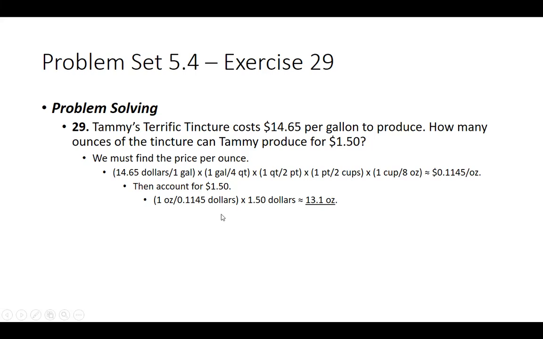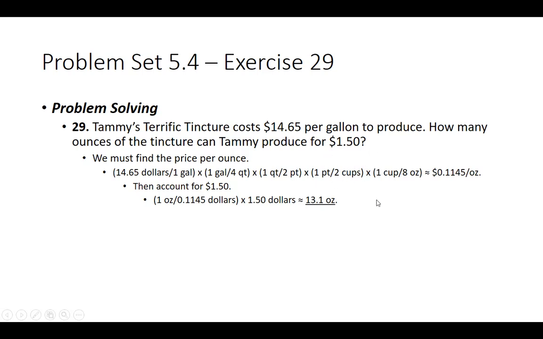$0.1145. Then when we multiply by the $1.50, dollars will cancel away, leaving us with just ounces. So 1 divided by 0.1145 times 1.5 is approximately 13.1 ounces. So Tammy can produce 13.1 ounces for $1.50.